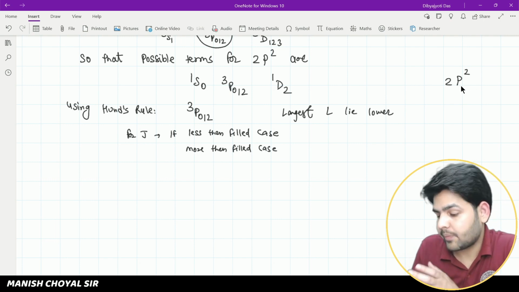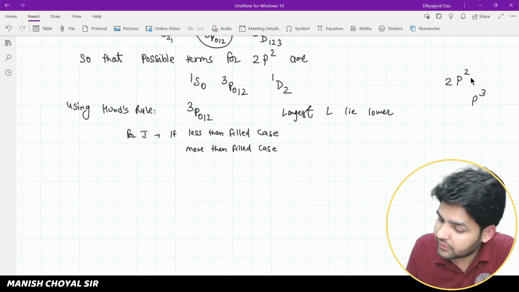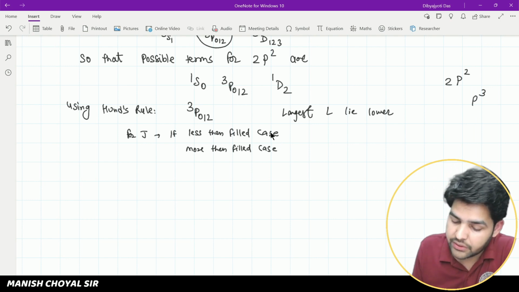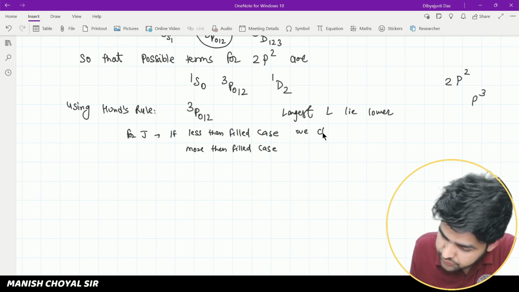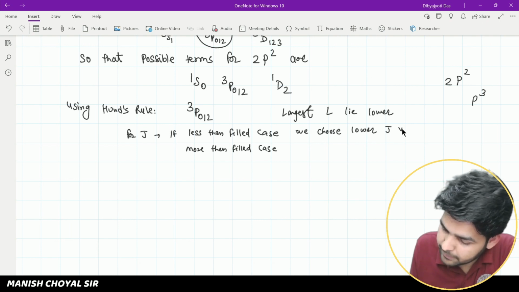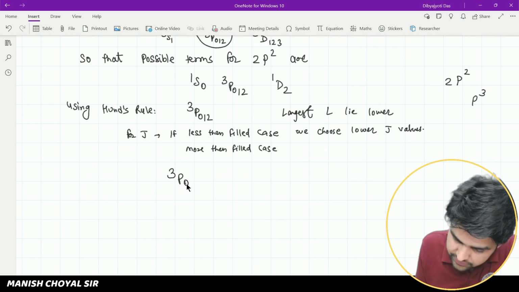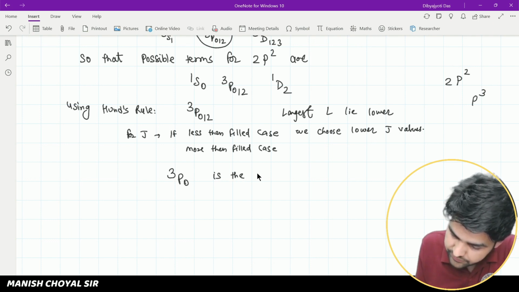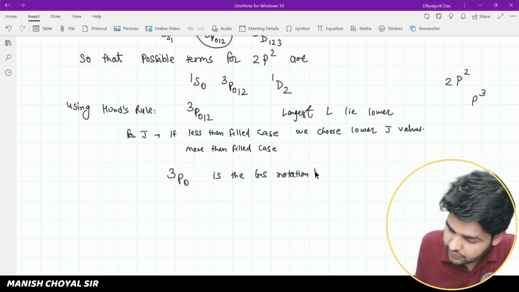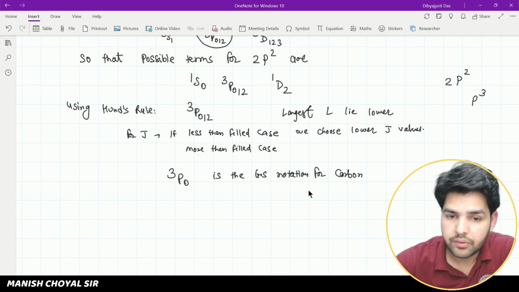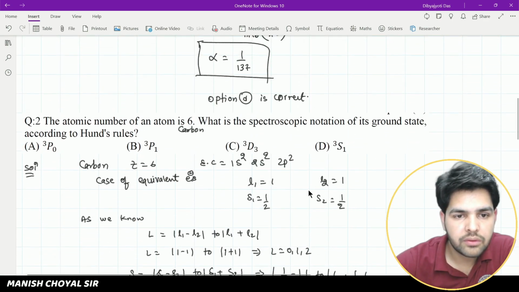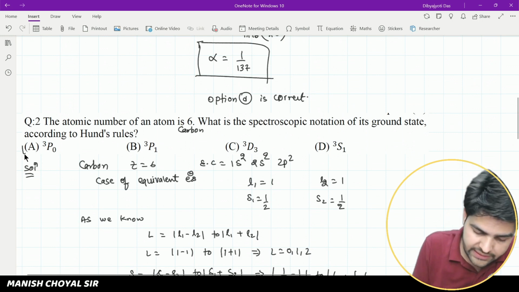So if less than half filled, so that is 2p2. The half filled is p3. So this is the case of less than half filled. So in that case, we choose lower J values. So 3p0 is the ground state notation for carbon. Okay, so option A is correct.